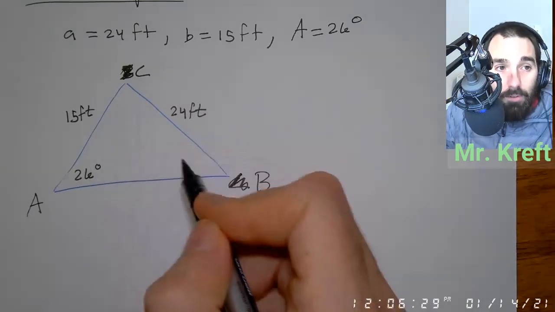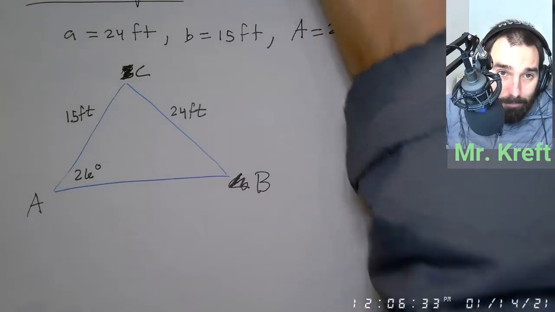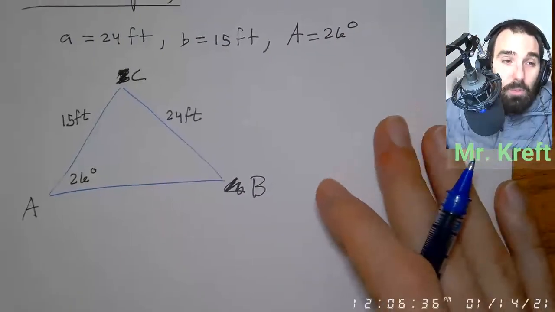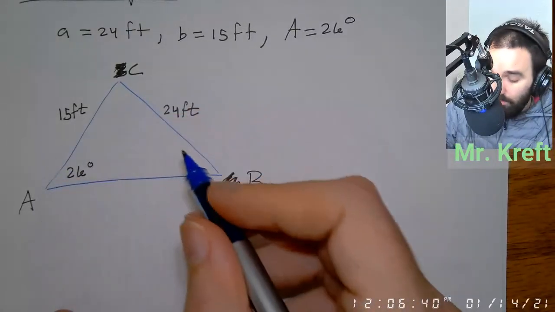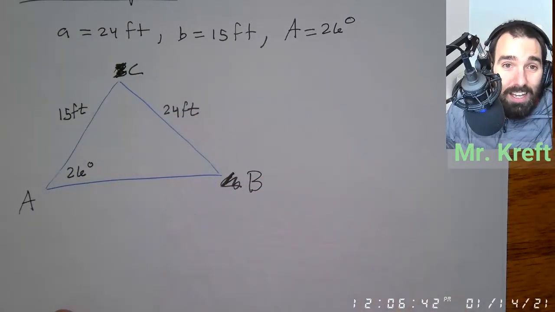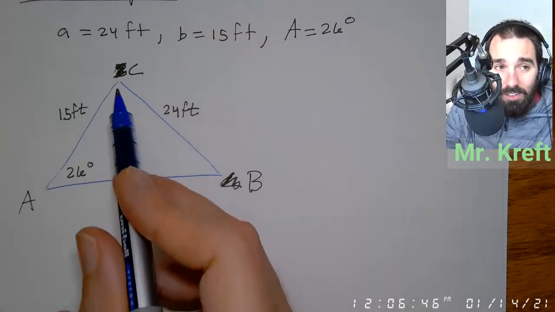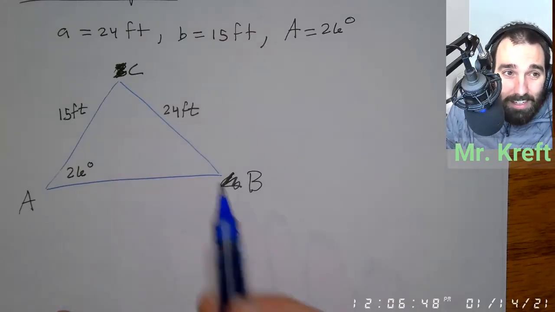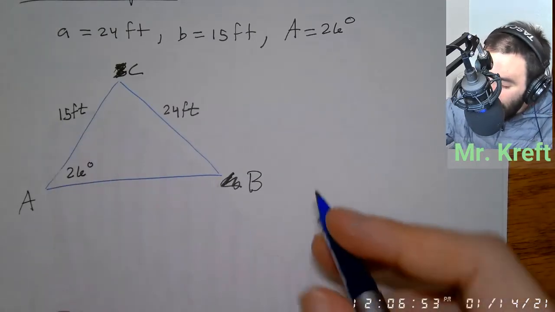So notice how we don't have two angles here. So we can't start off by finding another angle. Sad. Okay? But what we can do, notice how I know angle A and side A, right? I don't know anything about C, so I can't find C. You could try to find C, but you're going to get stuck. But I do know a side of B.